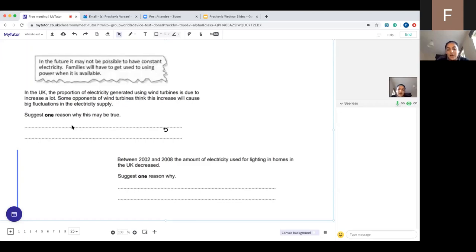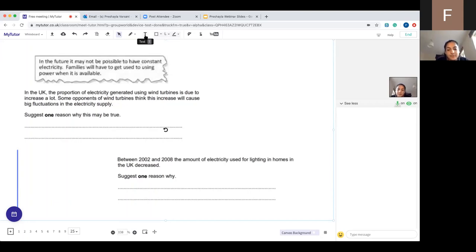Okay, so this one is probably a little bit more of a difficult one. For wind, wind is obviously an unreliable energy resource. Turbines can't produce at a constant rate because it's not always constant wind. Wind speed fluctuates, and therefore we would have big fluctuations in the electricity supply that we have. Between 2002 and 2008, the amount of electricity used for lighting in homes in the UK decreased. So why might this be the case?